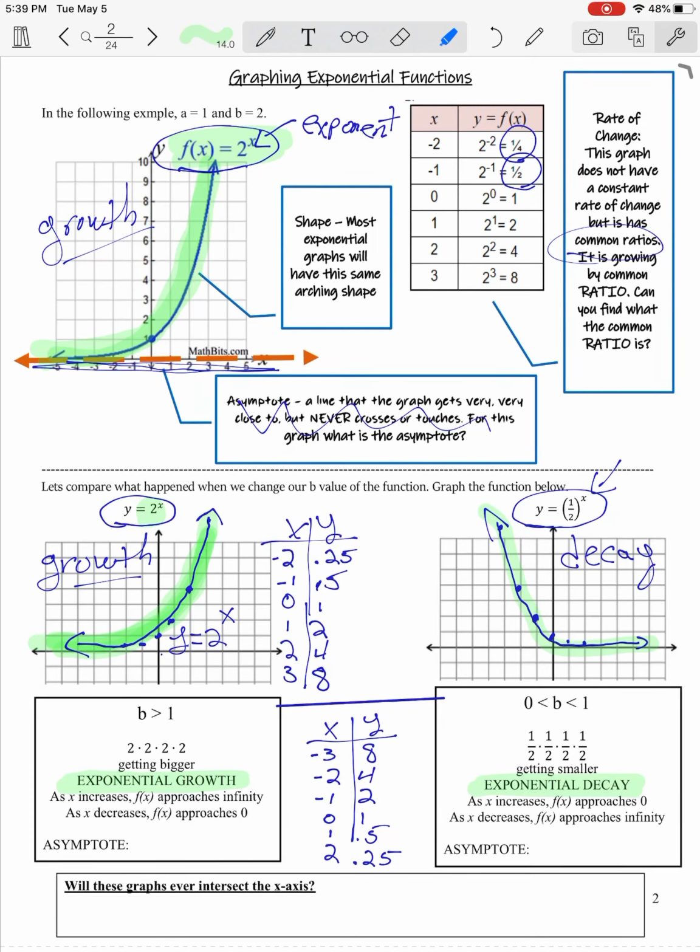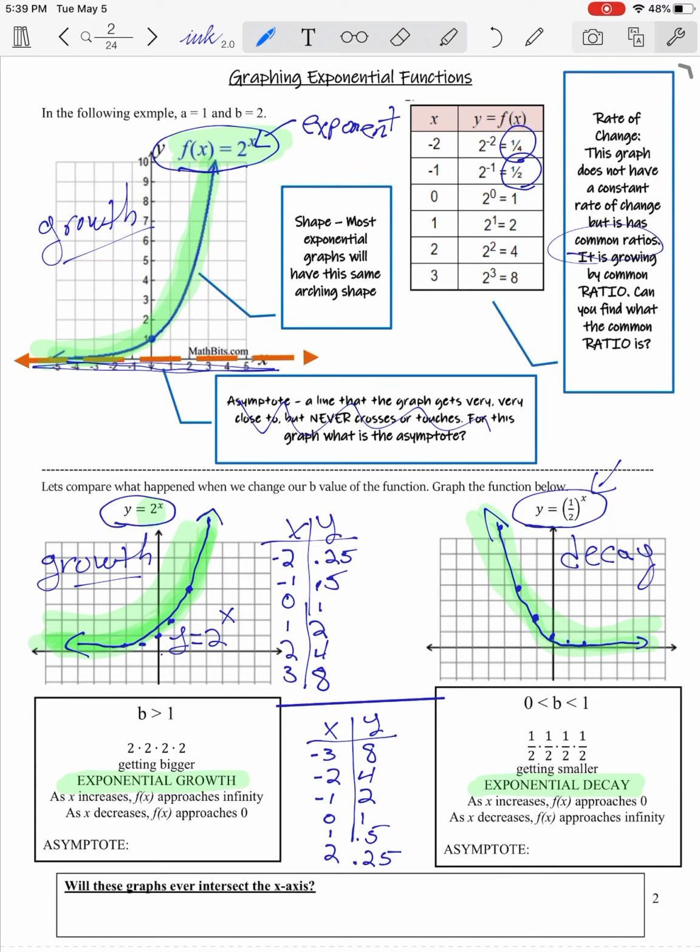Exponential decay. So the only things I want you to take from this whole entire page is how to graph. Okay, so you know how to graph it. And then you know this one right here is growth. And this one right here is decay. And we have one more thing.